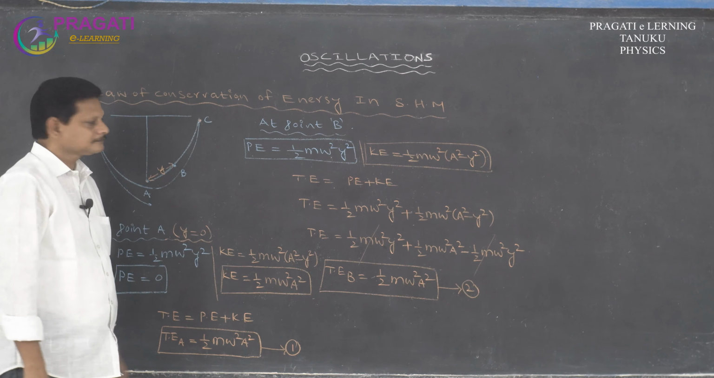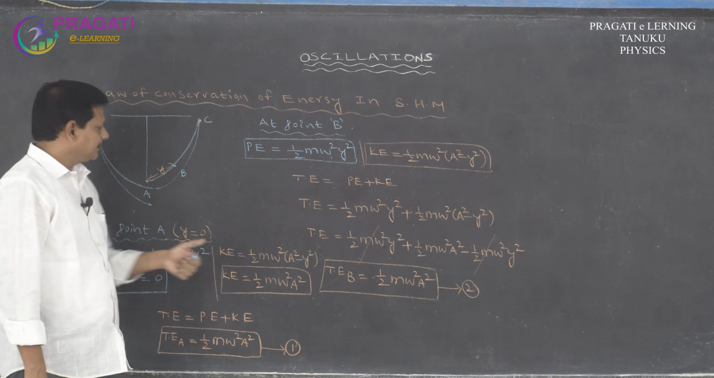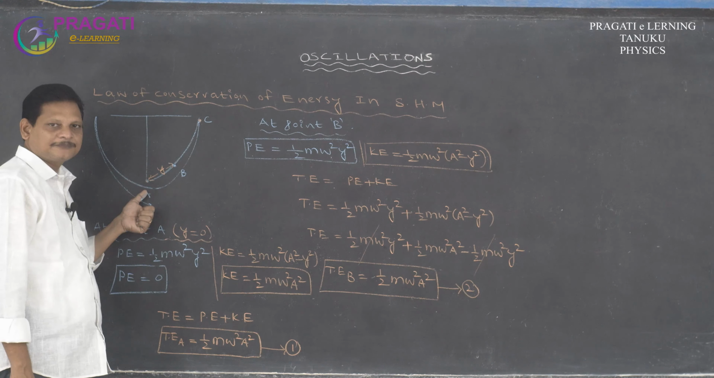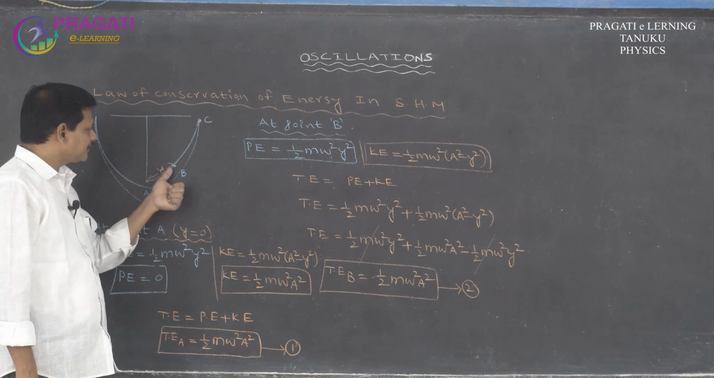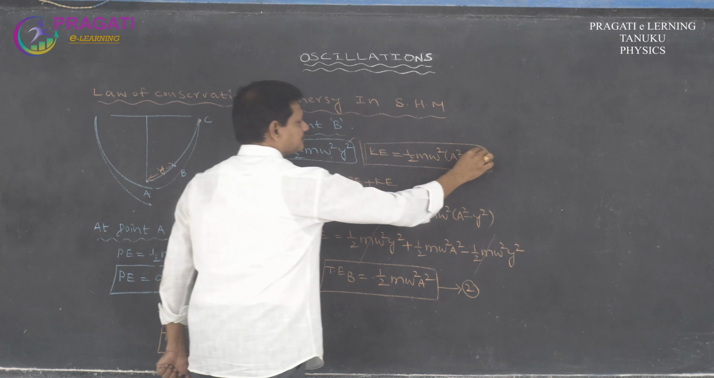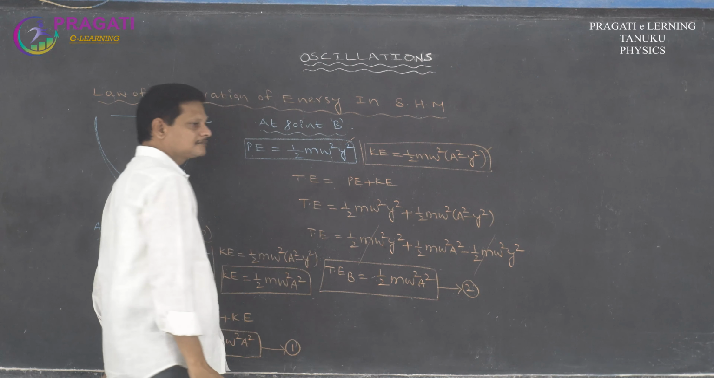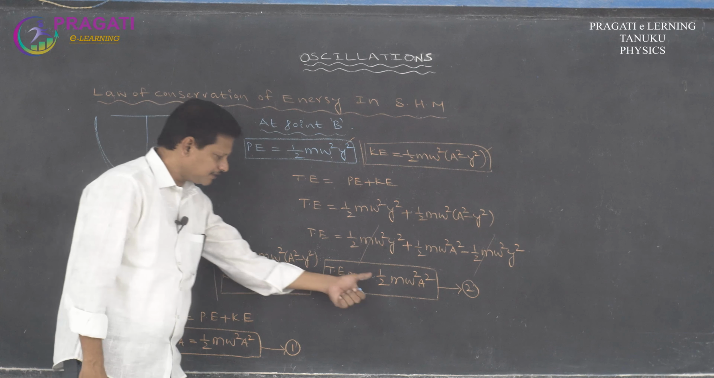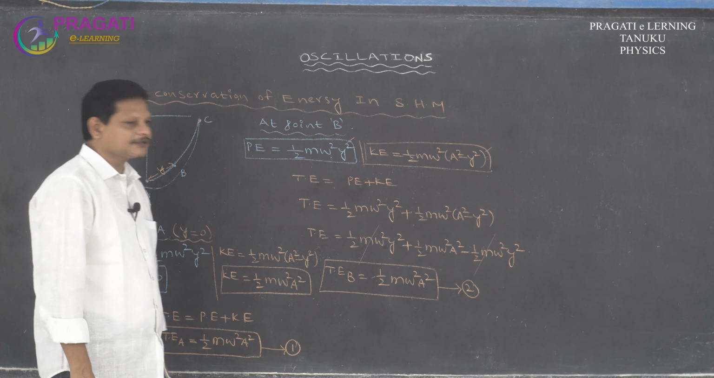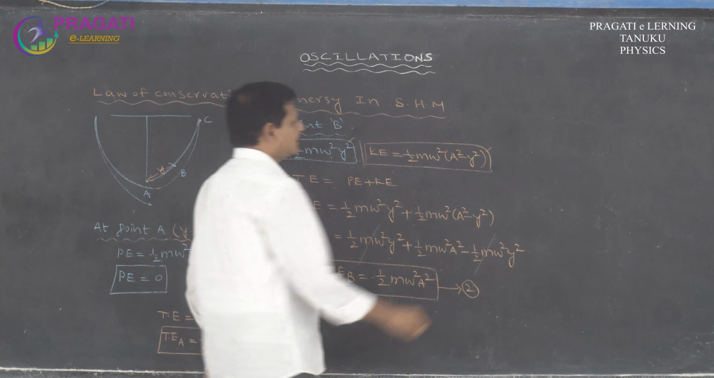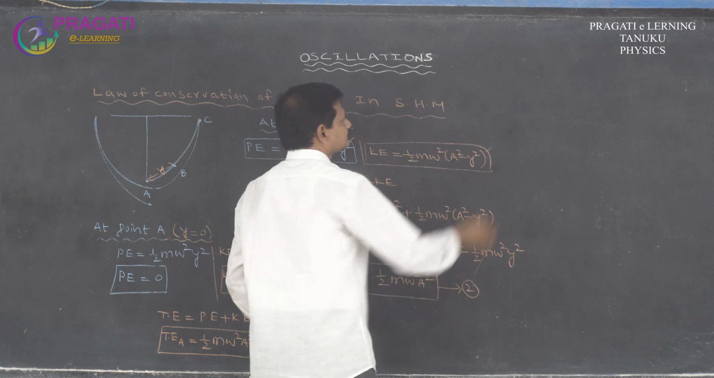Okay. At point B, that is B is at a displacement y from the mean position. At a displacement y, the expression for the potential energy and expression for the kinetic energy. So total energy at point B is equal to half m omega square A square. Next, total energy at point C.